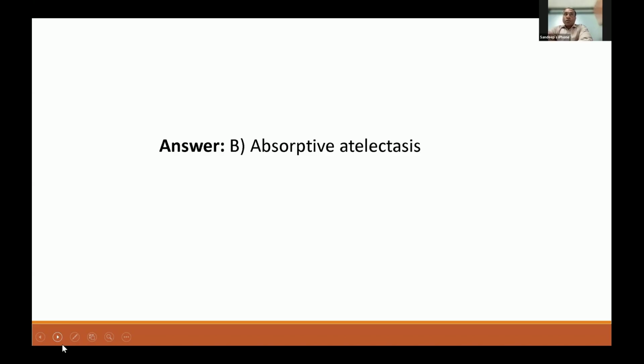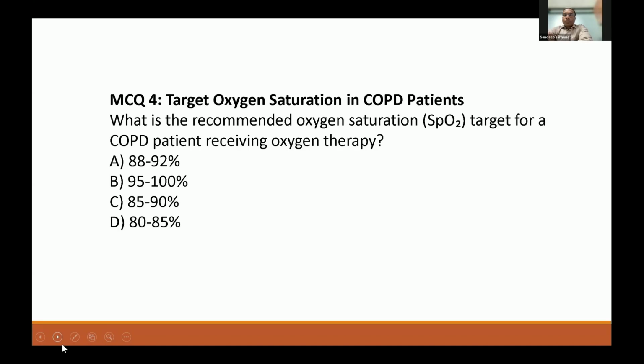So why I have kept it is because that looks like a very, very obvious answer. So do not go for a very, very obvious answer. Look at the question, see what exactly the question is about, and then go for it. Okay. Next question. Okay. Now, I think we are going to COPD where everybody is comfortable, I think. So what is the recommended oxygen saturation target for COPD patients receiving oxygen therapy? Now, this should be easy to answer.